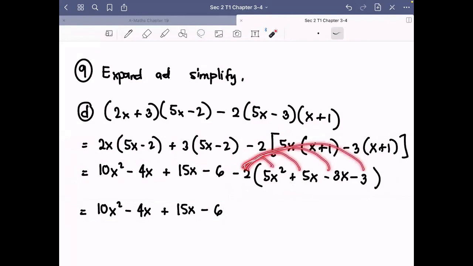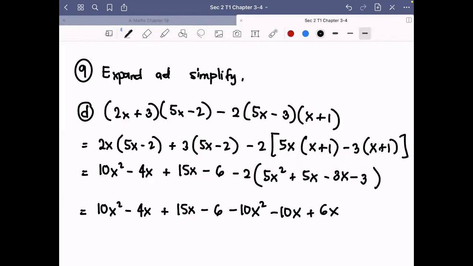This is what I was saying before. Now it doesn't matter how many terms you have here, you still need to distribute this. So it becomes negative 10x squared, and then negative 10x, and then negative 2 times negative 3x gives you positive 6x, and then negative 2 times negative 3 gives you positive 6. All right, there you go.